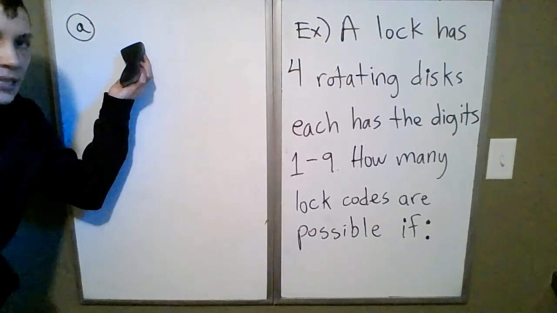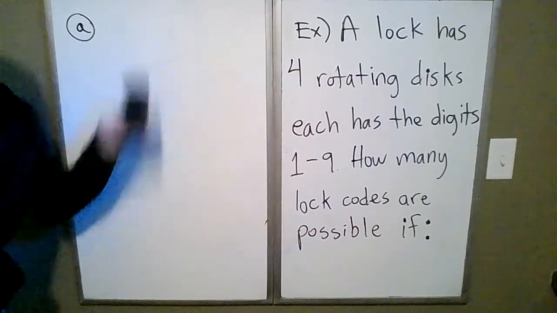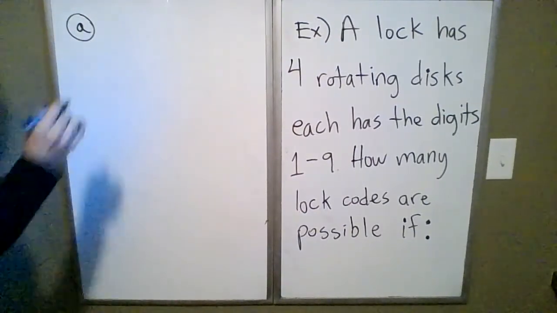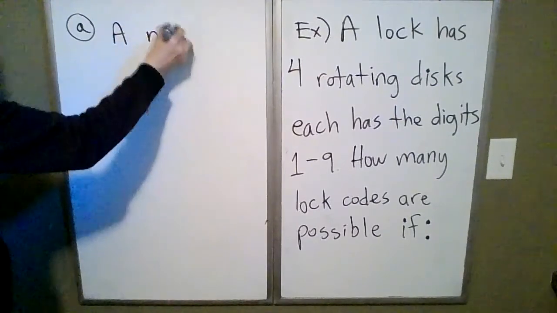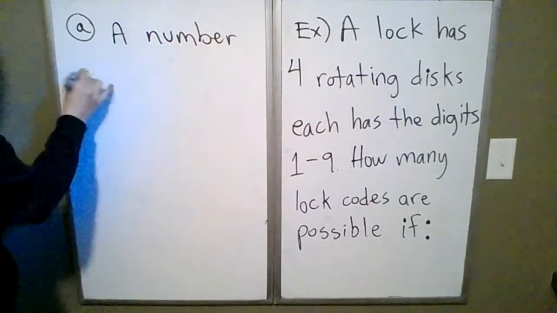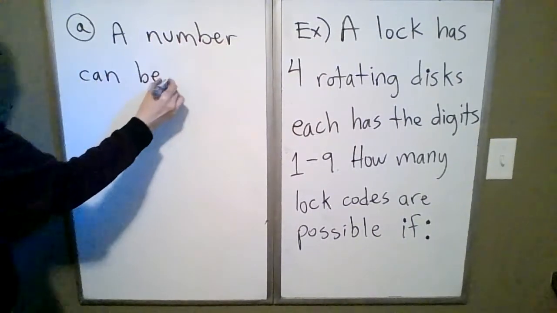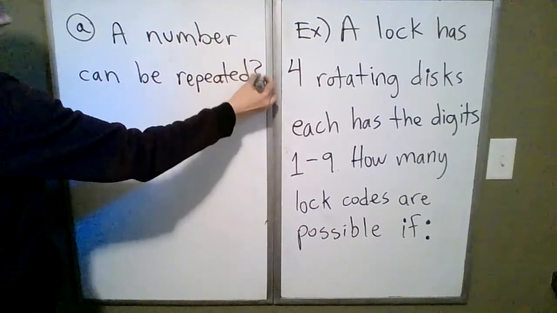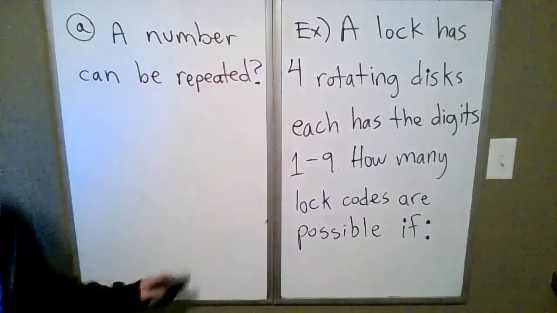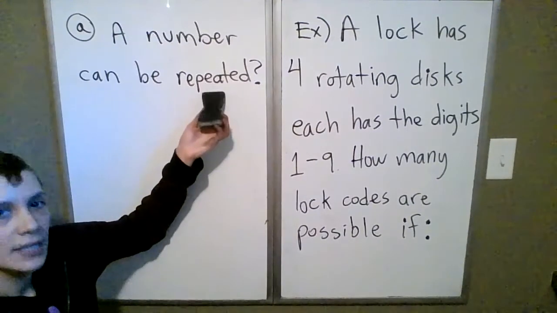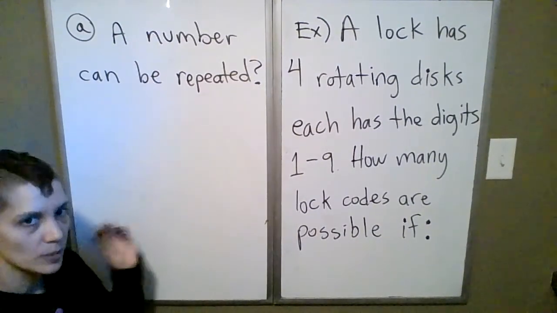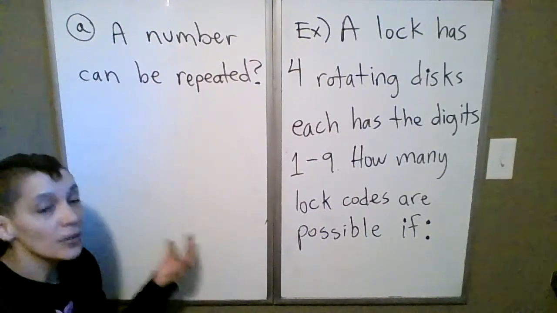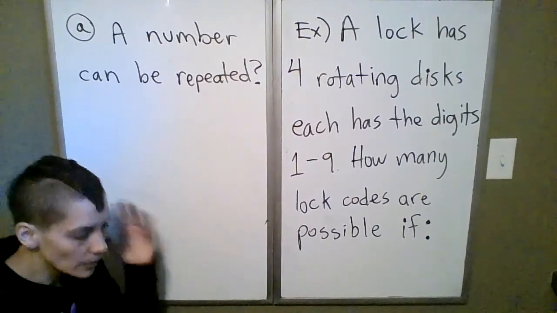First part, a number can be repeated. Okay, so especially when you see that you can use repetition, you're going to go for the multiplication rule. If it says without repetition, you can carefully use the multiplication rule or use a permutation.